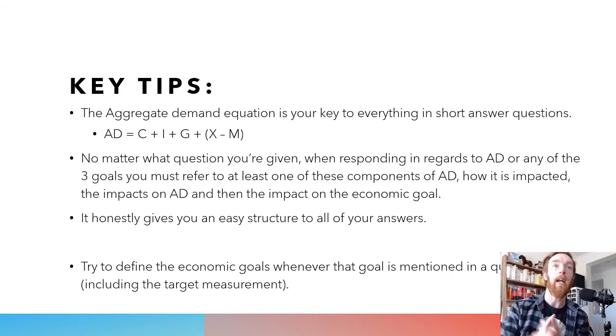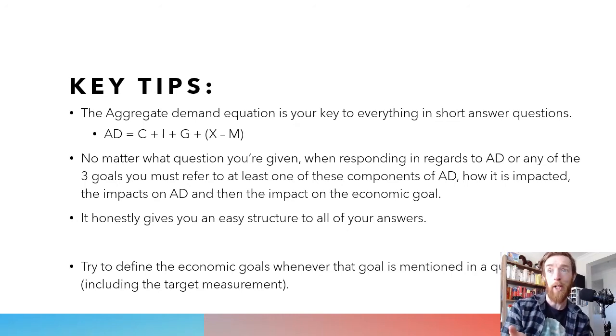So your AD equals C plus I plus G plus X minus M. No matter what question you're given, when you're responding in regards to aggregate demand or any of the 3 goals, you need to refer to at least one of these components of aggregate demand, how it's impacted, and how it impacts on aggregate demand. And then if you're doing an economic goal question, how it impacts on that goal. And by doing that, it gives you a step-by-step that always means you're going to have the right answer as long as your logic is correct.